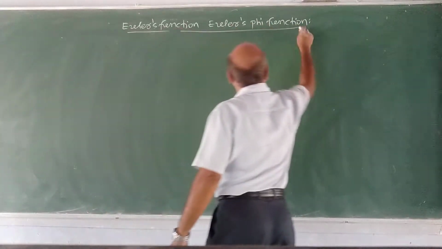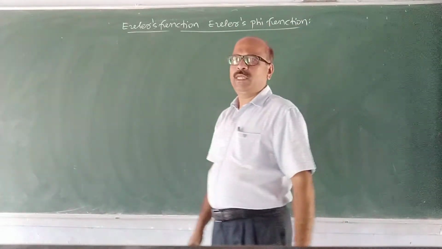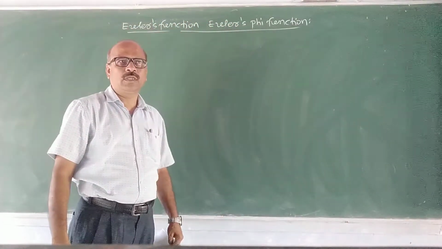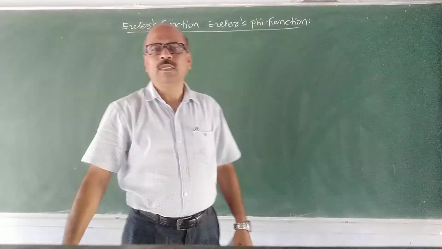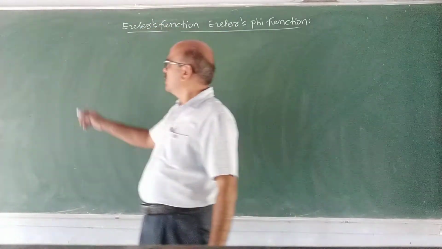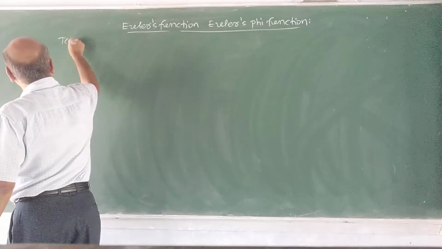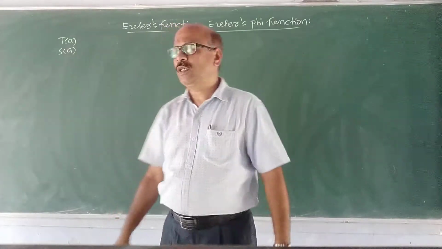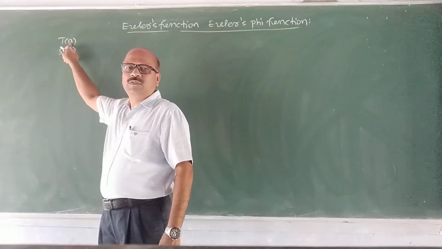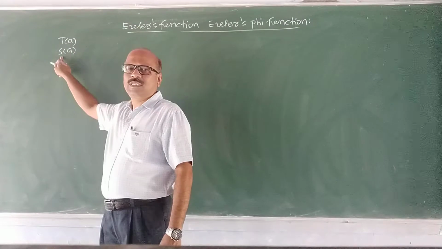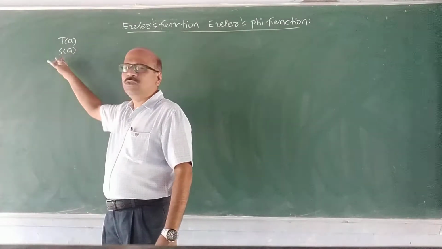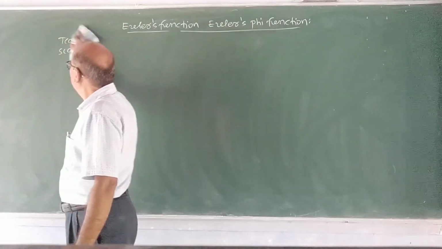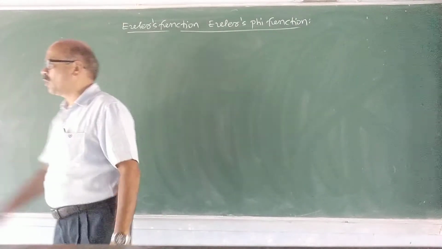Some theoretical functions are there in mathematics, and Euler's function is one of them. Already you have studied some theoretical functions. What are they? T of A and S of A. T of A means the total number of positive divisors of A, where A is a positive integer. S of A is the sum of the positive divisors of A. Now, Euler's function is denoted by phi and is called Euler's phi function.